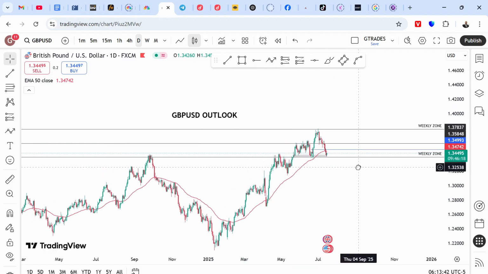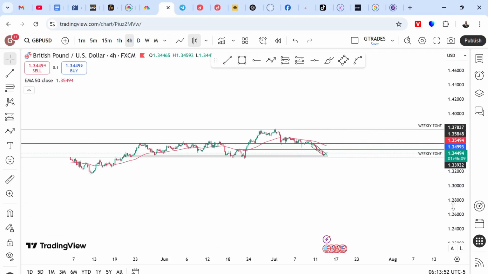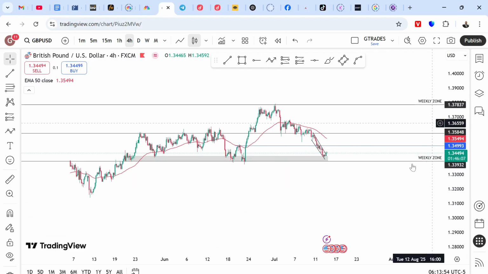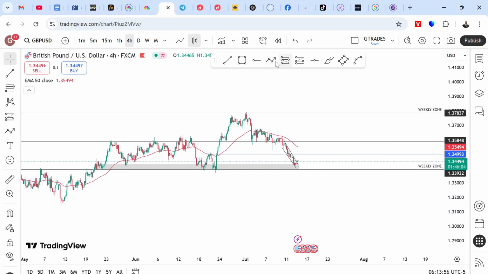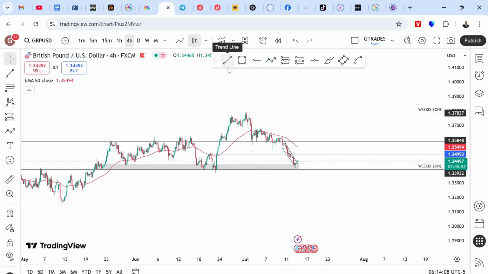This is on a daily time frame. Let's go down to the 4-hour time frame and see what is happening there. On the 4-hour time frame, you can see that price is about to push to the upside. Price has come into this particular demand zone, so we're expecting to take a buy and hold to this particular level. This is going to be a very good swing trade opportunity, but you can also day trade it.